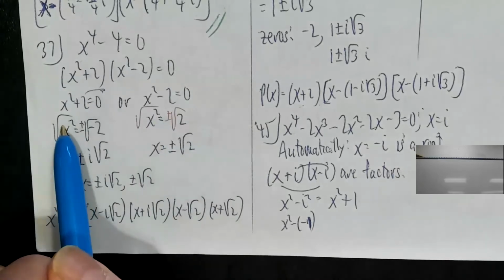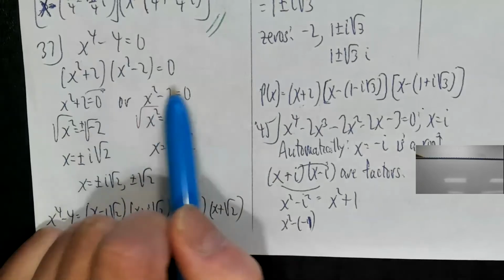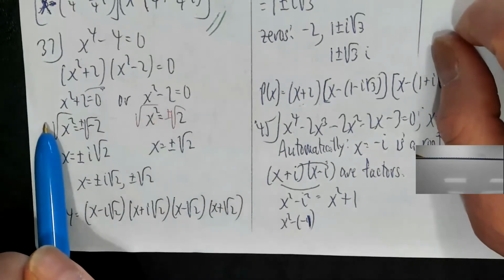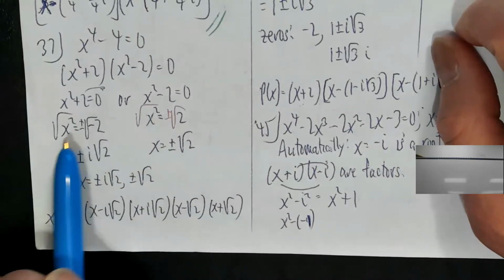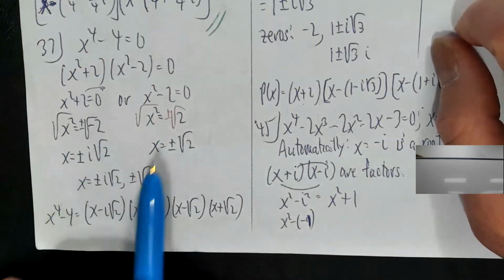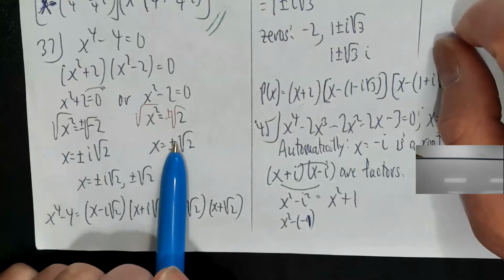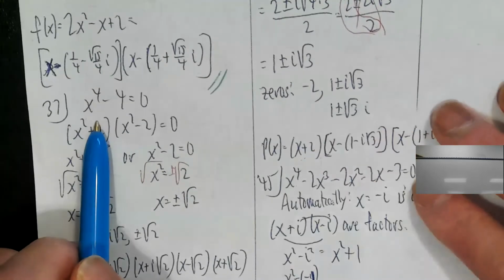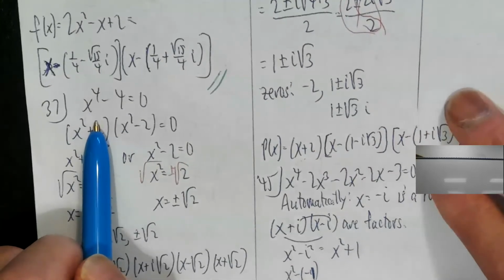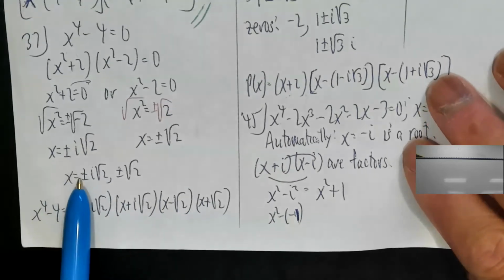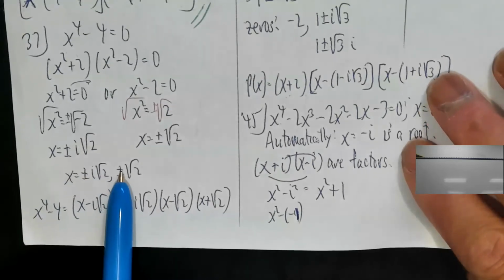Move the 2 over, x squared equals -2. Move the 2 over, x squared equals 2. Square root, plus or minus. x is plus or minus i radical 2, or x is plus or minus radical 2. 4 solutions. We knew from the start that there's supposed to be 4 solutions. So plus or minus i radical 2, plus or minus radical 2.